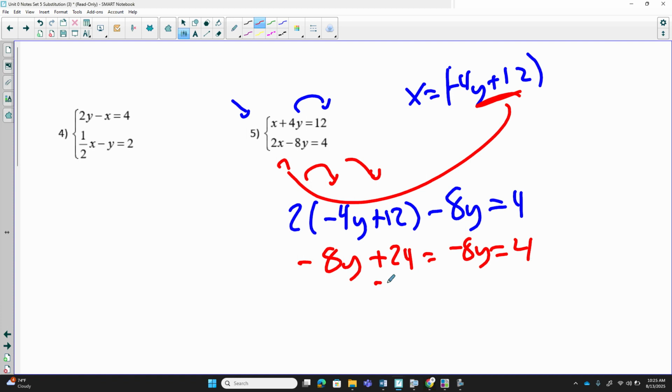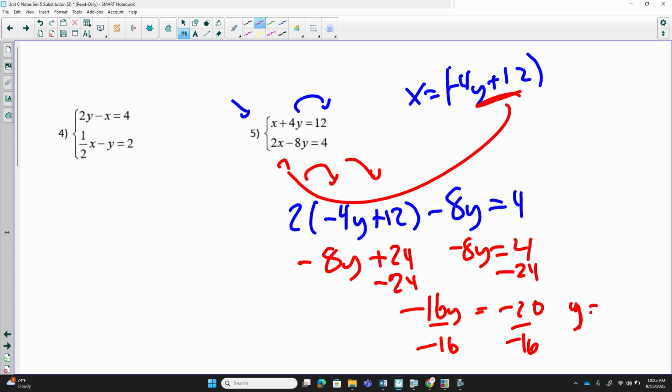Subtract the 4, 24, right? So you got negative 20. You put your y's together here and here. That's supposed to be a minus sign. There's no equal sign there, sorry. So that would give you negative 16. That's what you got. You divide by negative 16. So y would equal, divide by 4, 5 over 4.